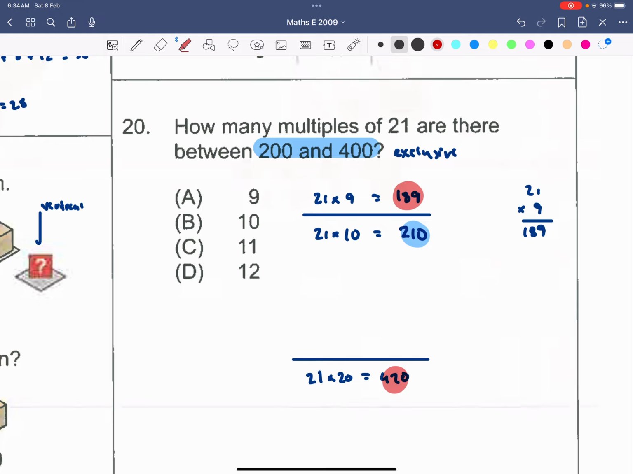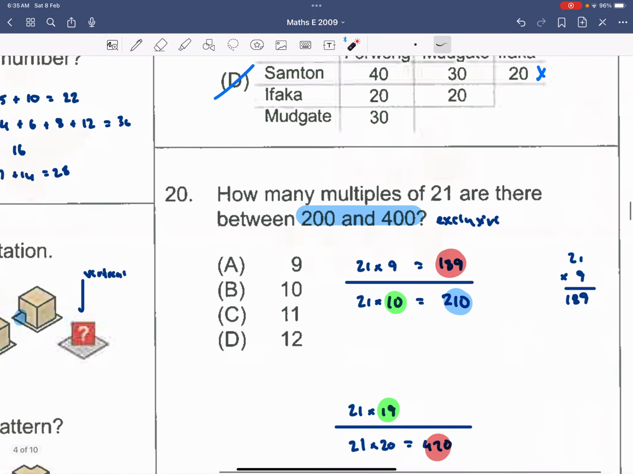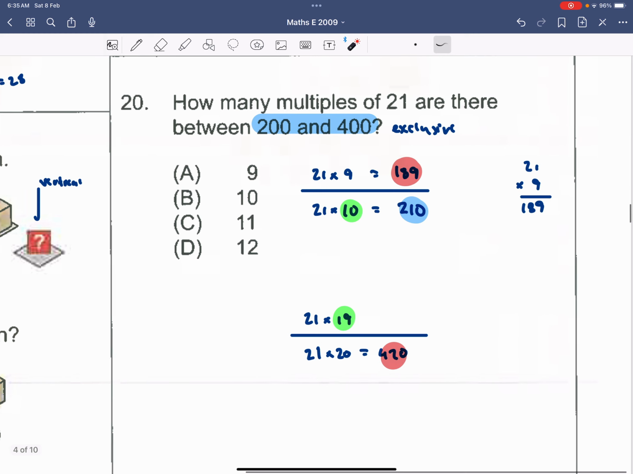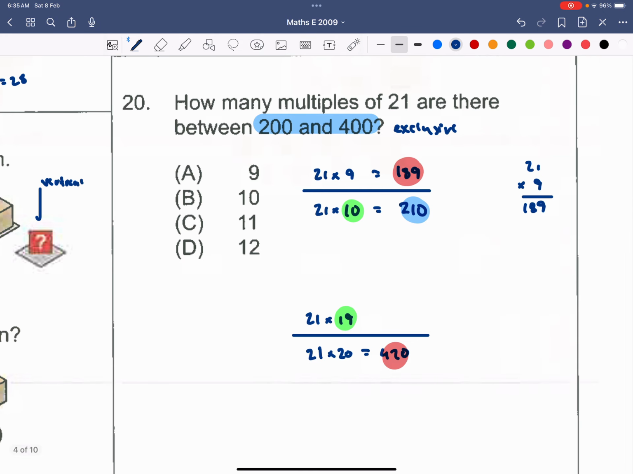So you'll notice that 21 times 10 fits. 21 times 9 doesn't fit. It's outside the required numbers. 21 times 10 does fit. 21 times 20 does not fit. But I hope you guys realize that 21 times 19 will fit. I'm very confident that 21 times 19 will fit because 420, 21 less than 420 should fit, okay? And I'll prove it to you.